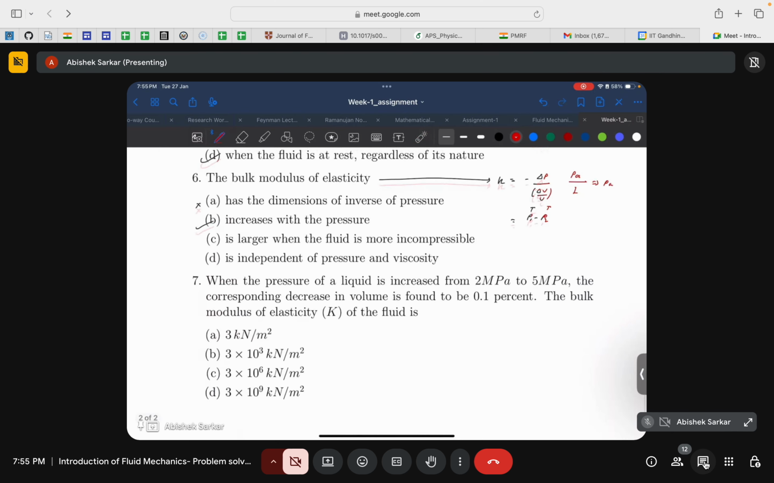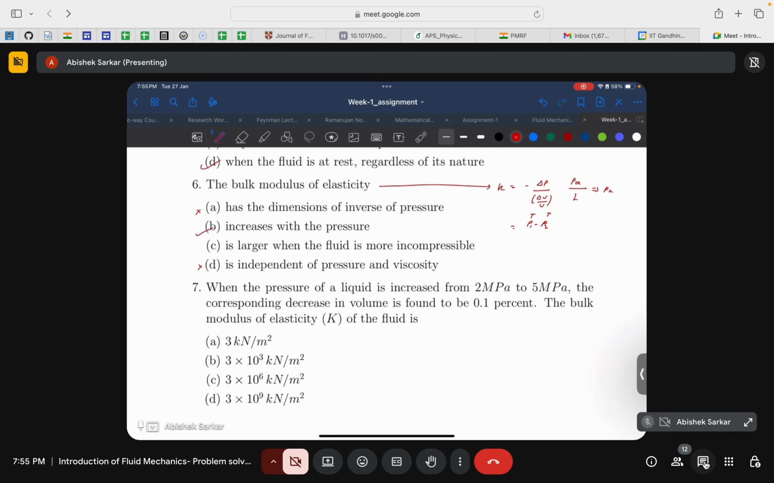And option D is incorrect. Why? Because compressibility explicitly depends on pressure, right? So we cannot say it is independent of pressure, even though it is in terms of change in pressure, but it depends on pressure.